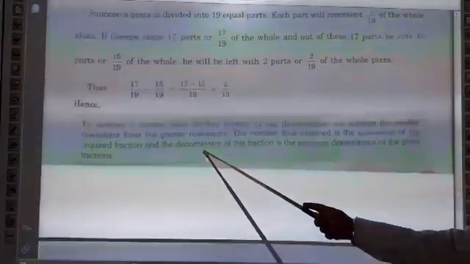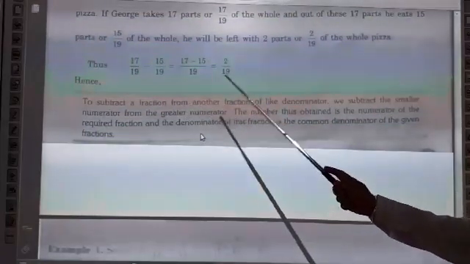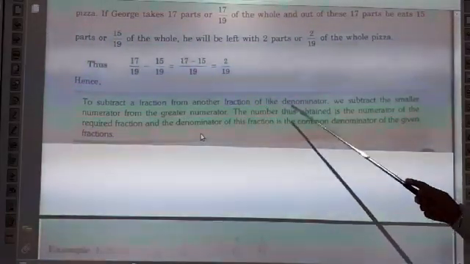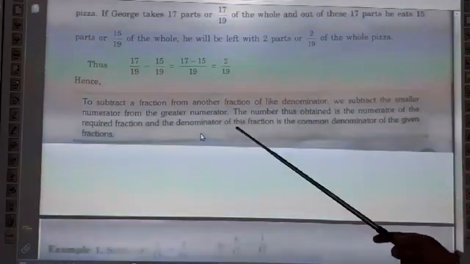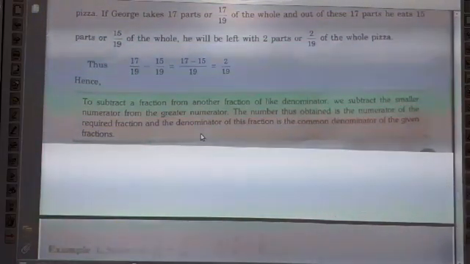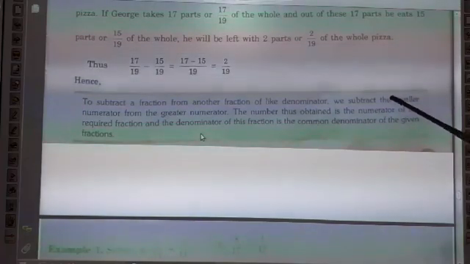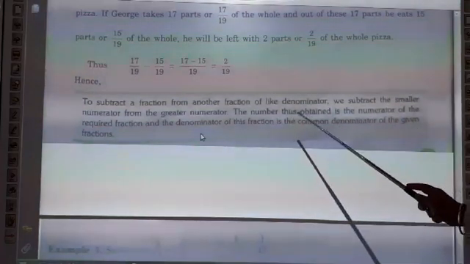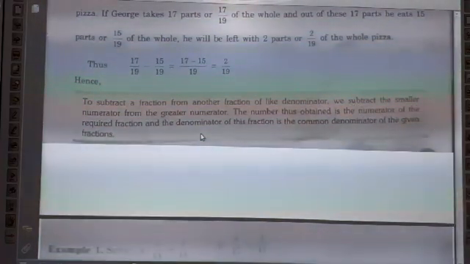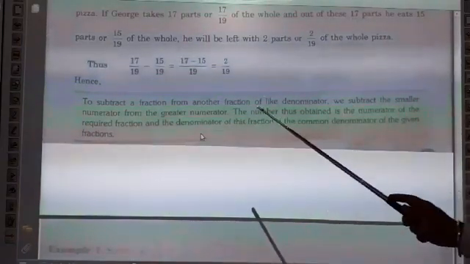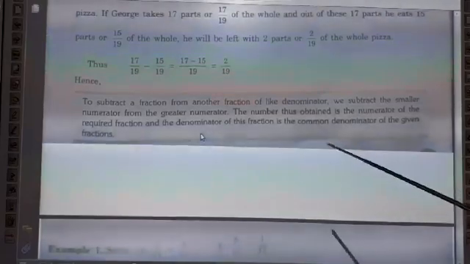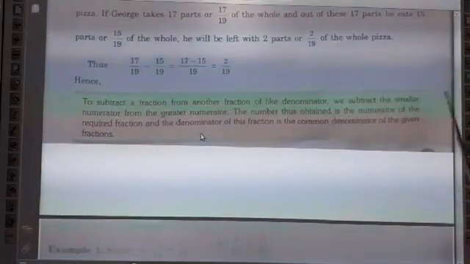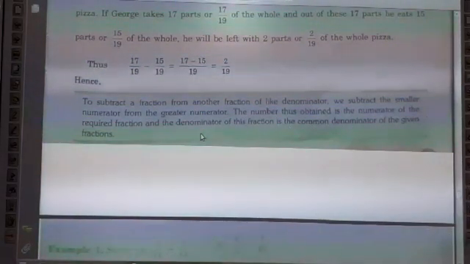Hence, to subtract a fraction from another fraction of like denominator, we subtract the smaller numerator from the greater numerator. The number thus obtained is the numerator of the required fraction, and the denominator of this fraction is the common denominator of the given fractions.